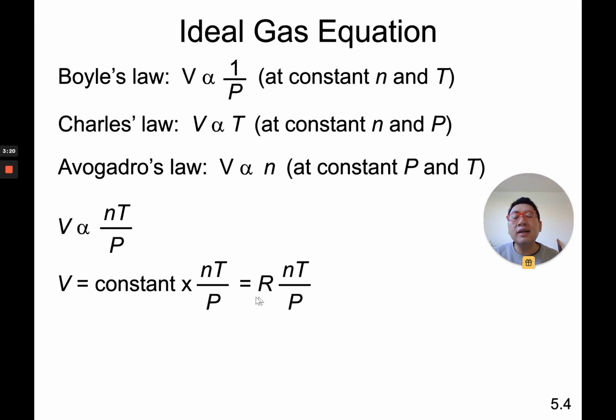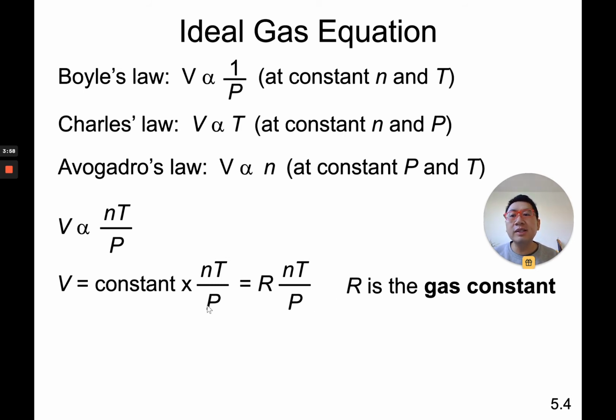We are going to call the constant in this chapter R. R is just known as the gas constant. There will be a number associated with this, but that's going to be in the next slide. So V is equal to R times nT over P. Volume is equal to some constant times the number of moles of gas times its temperature over pressure. Quick reminder: temperature always in kelvins. In this chapter, temperature will always be measured in kelvins.